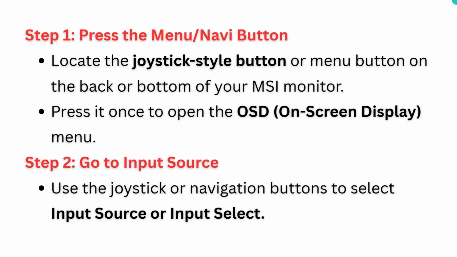Step 1. Press the menu or navi button. Locate the joystick-style button or menu button on the back or bottom of your MSI monitor. Press it once to open the OSD on-screen display menu.